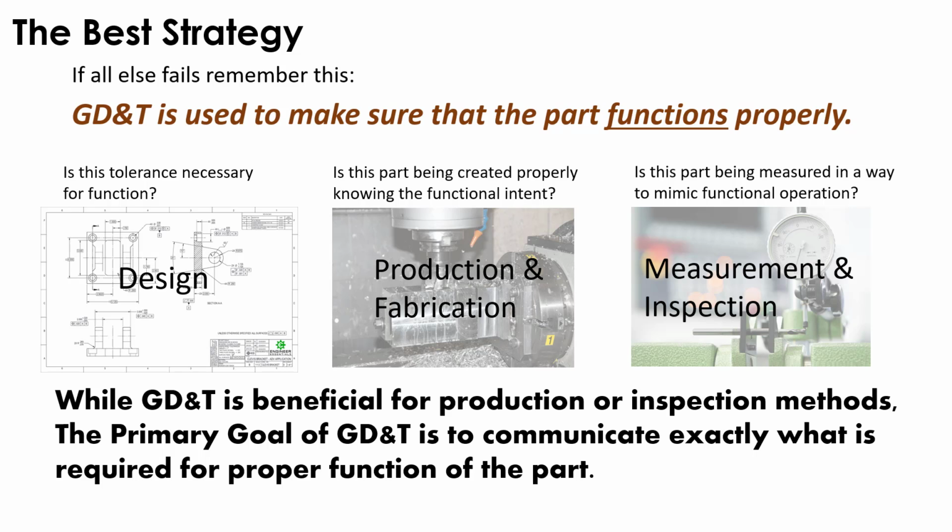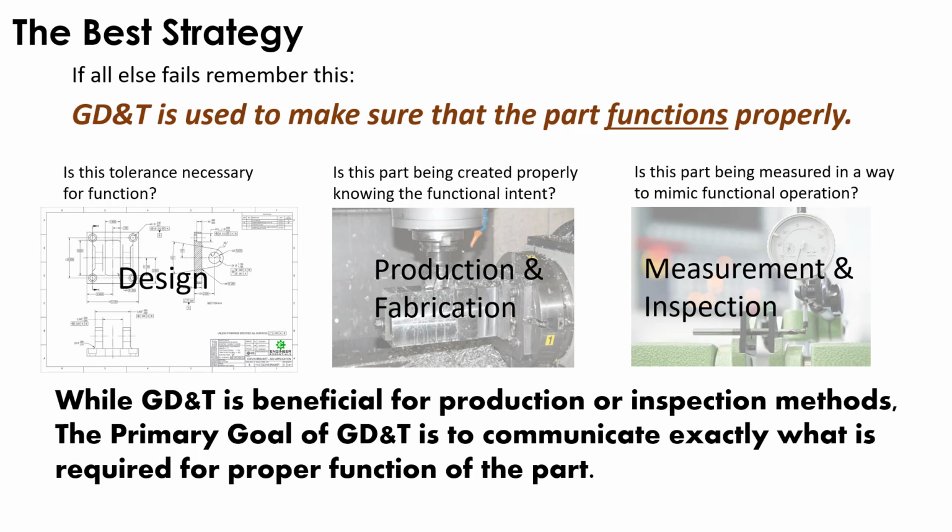Because remember the rule, if it doesn't relate back to the datum reference frame through geometric controls, it cannot be inspected using that datum reference frame. It would be just simple size checks or whatever. So we'll put it on there if we can, if it makes sense. But if it doesn't make sense, we're not going to do it. So just looking through these on the design, is the tolerance necessary for function? Like I said, loosen it up if you can loosen it up. Try not to ever tighten it up unless that's what truly was required in the first place. The next one is, is the part being created properly, knowing the functional intent? It's not going to affect the manufacturing of that part, or shouldn't.